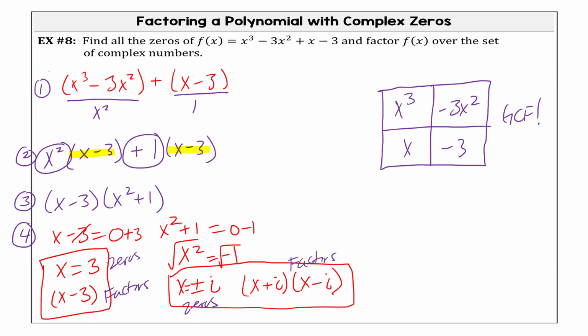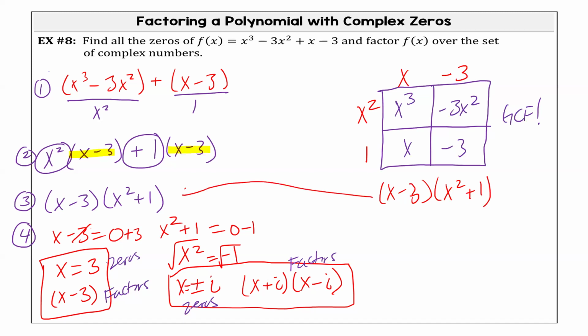What's the GCF of the first row? X squared. What's the GCF of the second row? 1. GCF of the first column. GCF of the last column. -3. If your outside box is negative, your GCF is negative. And what do you get as your factors? X minus 3 and x squared plus 1. Did we get the same thing from grouping? Yes. So if grouping isn't your friend, you also have the reverse box. Got it?